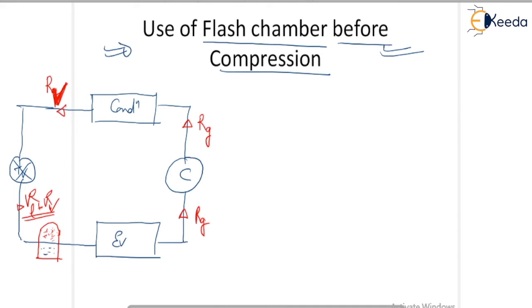liquid is going to be stored here and all vapor is going to be collected at the top surface of this flash chamber. Is it right? And this mass of vapor refrigerant needs to be supplied directly to the compressor, and this liquid refrigerant needs to be supplied to the evaporator.